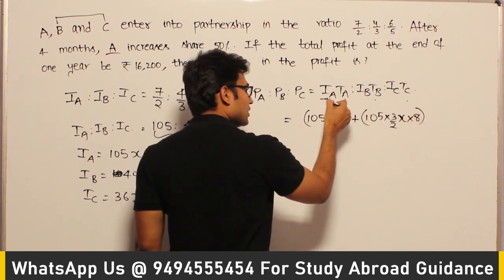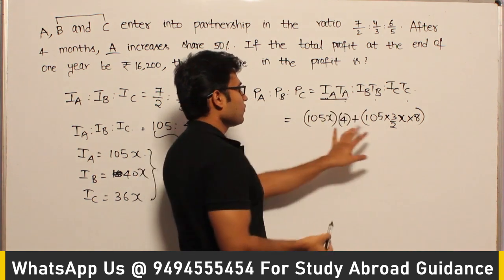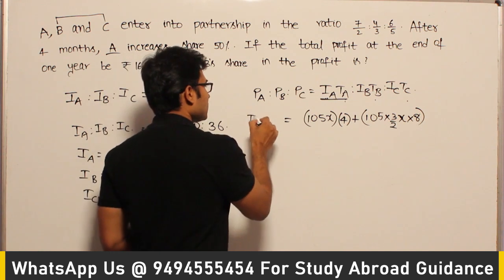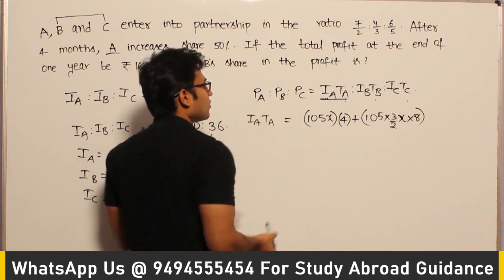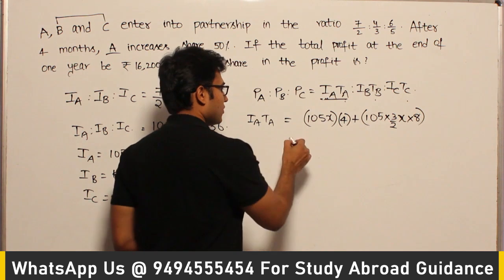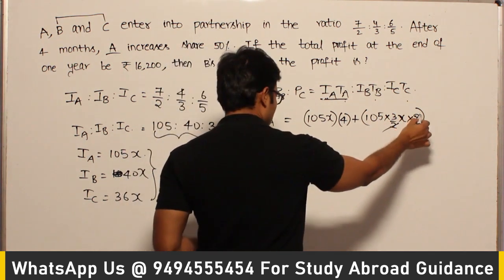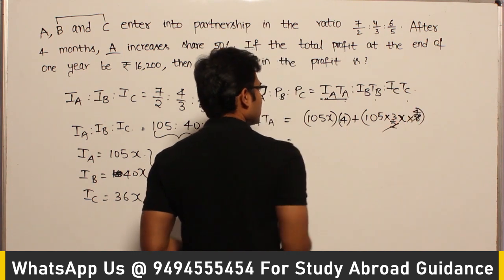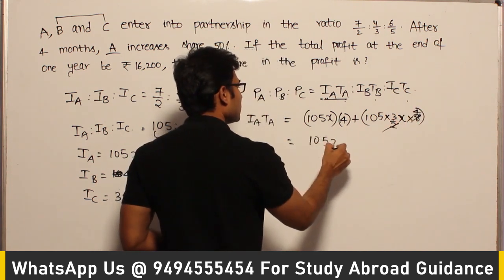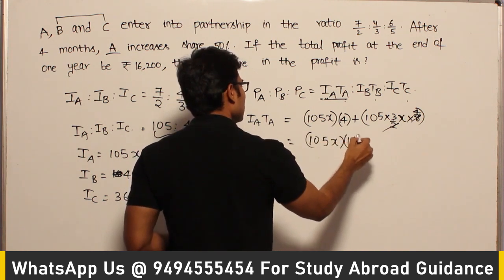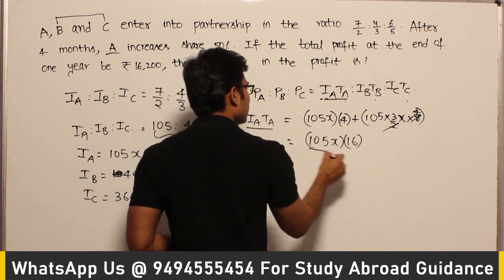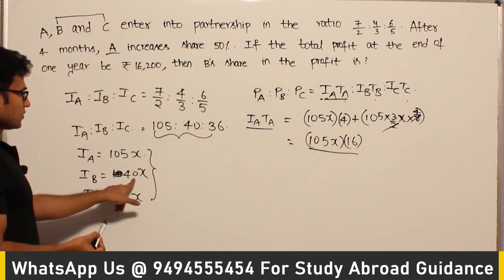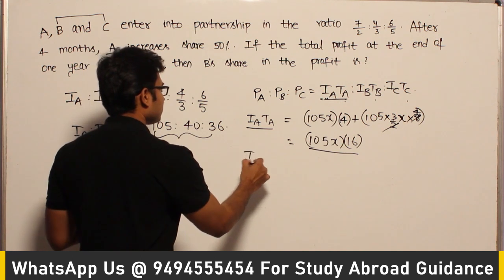This is the total investment into time for A. Now just consider this: this is IA into TA, right? So this part you have to write with this. If you just consider it, it is going to be 4, 12 and then 4 is 16. Therefore, it is 105 into x into 16. So this is the IA-TA ratio for person A. Then what about the IB-TB ratio? IB-TB ratio will be 40 into 12.